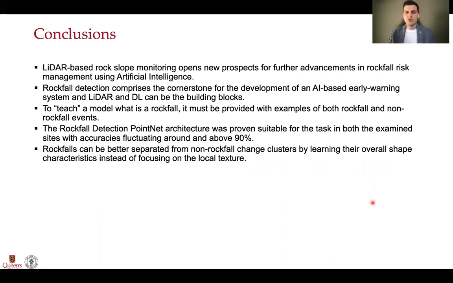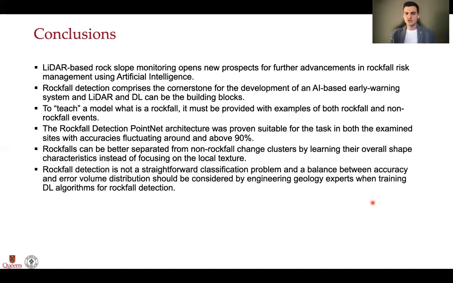Rockfalls can be better separated from non-rockfall change clusters by learning their overall shape characteristics instead of focusing on the local texture. Since the non-rockfall volumes represent rockfalls that were once detached, they are composed of the same material, and the texture does not provide any discriminating value. Instead, global shape encoding of rockfall clusters inherits signs of the failure mechanisms. This is also validated by the fact that PointNet errors are dominantly related to small volumes, while the PointNet++ models make incorrect decisions on large volume deformations too, which might lead to an underestimation of the hazard subsequently when it's integrated into an early warning system.